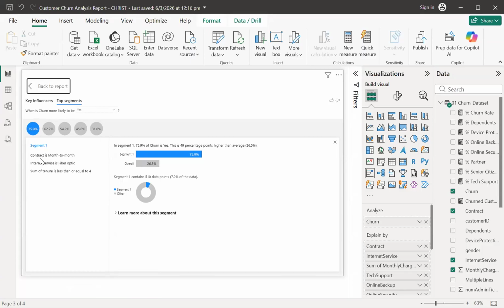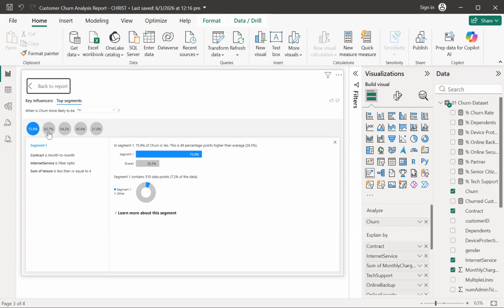So you can see, guys, if I talk about the first segment, it actually contains a 76% churn rate, which is 49% higher than the average churn rate. And in that segment there are three factors. The first one is contract, the second one is internet service, and the third one is sum of tenure. If it is less than or equal to 4, then the chance of churn is very high.